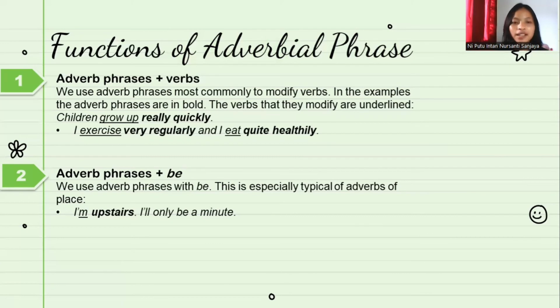The next material is function of adverbial phrase. The first one is adverb phrase plus verb. We use adverb phrases most commonly to modify verbs. In the example, the adverb phrases are in bold, the verbs that they modify are underlined. So you can look at my example. All right. The second one is adverb phrase plus be. We use adverb phrases with be. This is especially typical of adverb phrases. For example, in sentence, you can look at my screen.